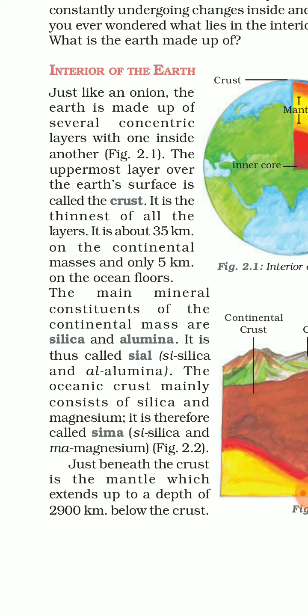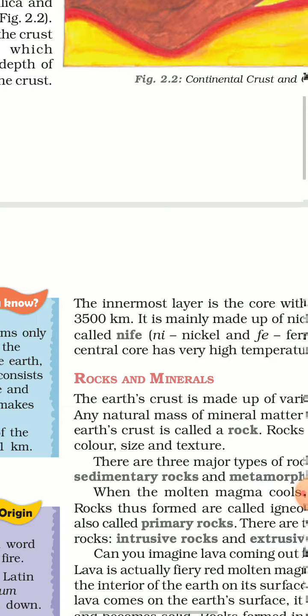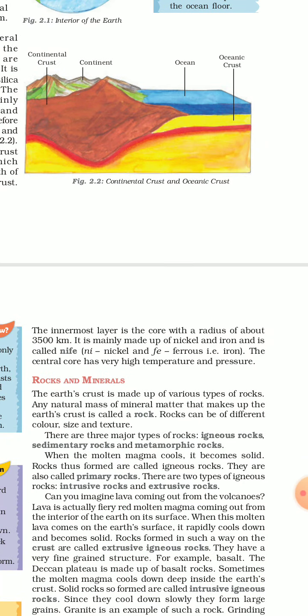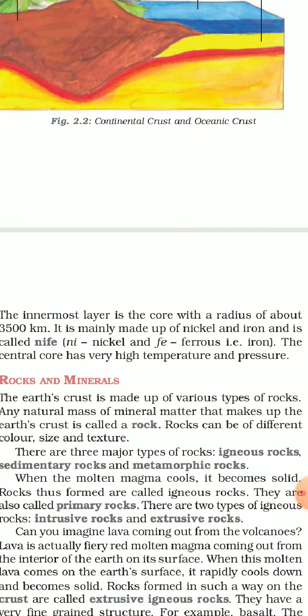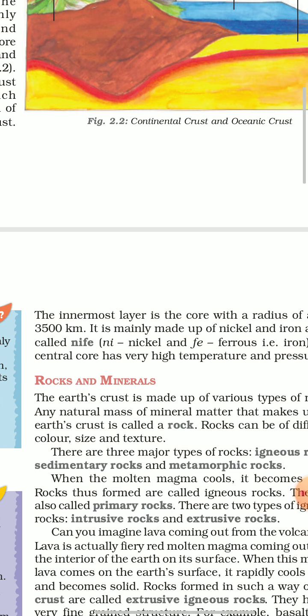The innermost section is called the core. The core is 3500 km thick and is made up of iron and nickel, and also called nife. The core has very high temperature and pressure.